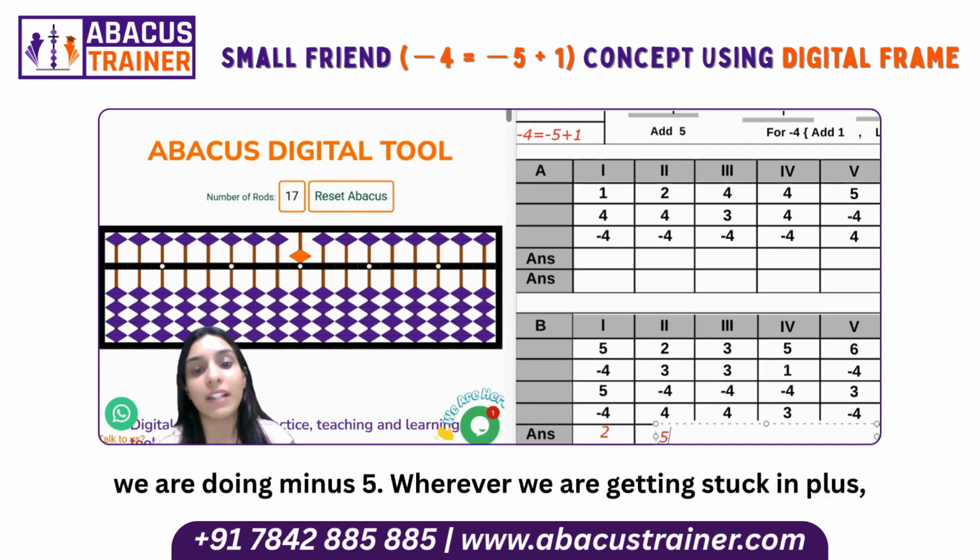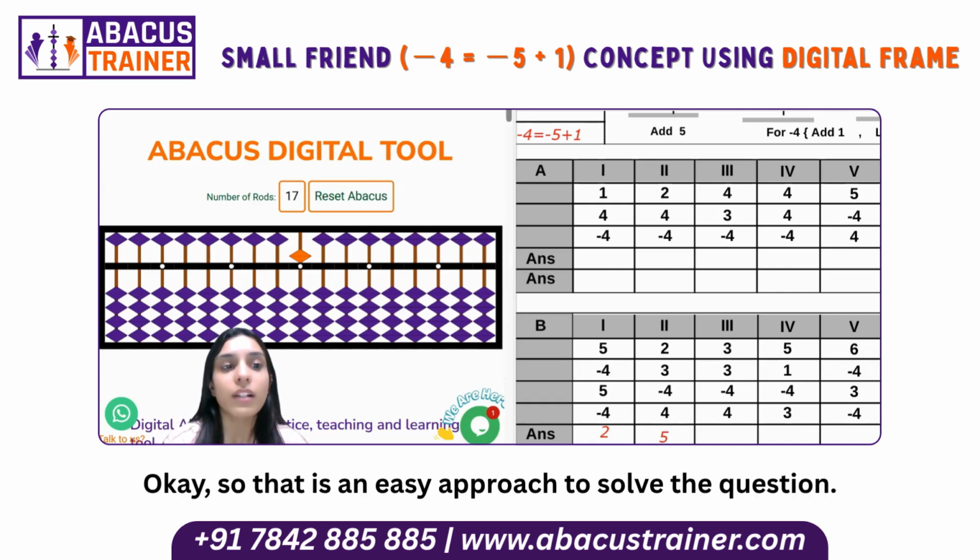If you are listening to me carefully, you will notice that wherever we are getting stuck in minus, we are doing minus 5. Wherever we are getting stuck in plus, we are doing plus 5 first, okay? So that is an easy approach to solve the question.